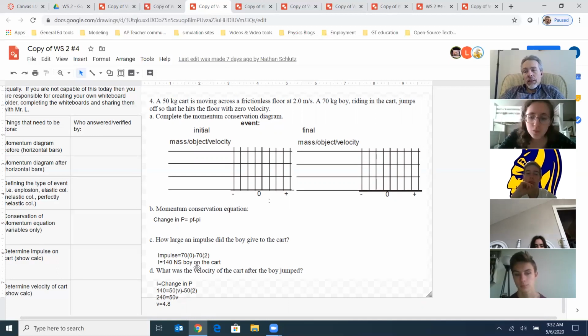So if you got a negative, you should probably drop that negative. And then finally, that change in momentum is going to be equal for the car, MVF minus MVI, and we got 4.8 meters per second, which is definitely a lot faster. It's over 50% faster. So any questions on that?